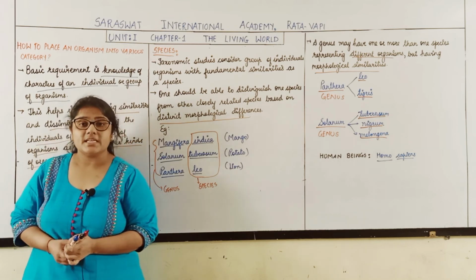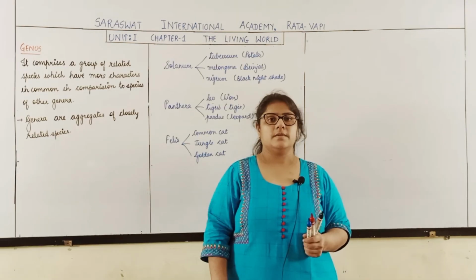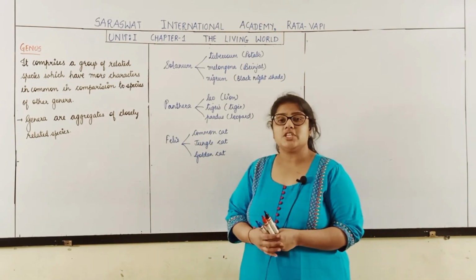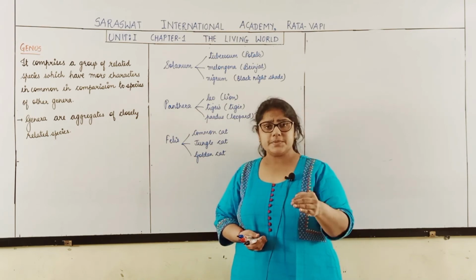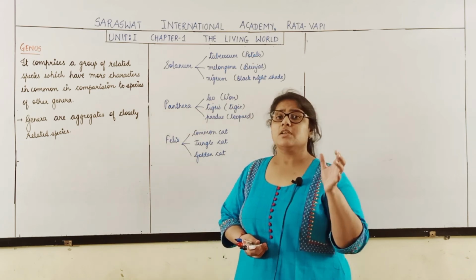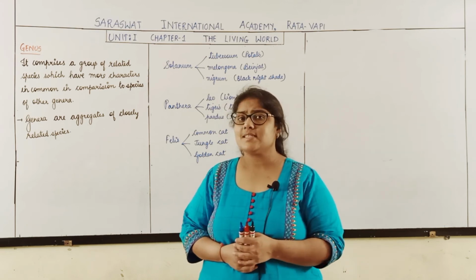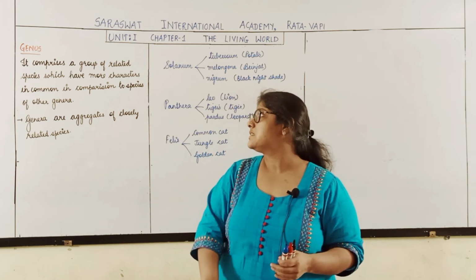Now we will begin with the next taxonomic category, that is genus. Now students, the next taxonomic category is genus. It is a category higher than the species. Species is the lowest taxonomic category, with organisms which show the fundamental similarities. Now the next taxonomic category which is higher than species is genus.